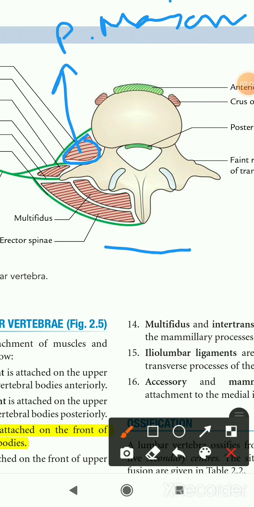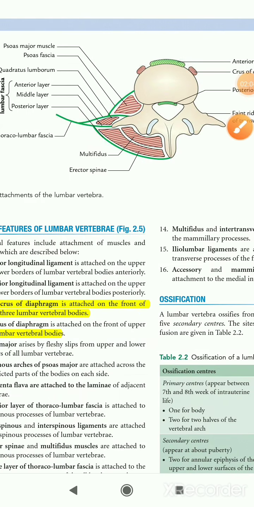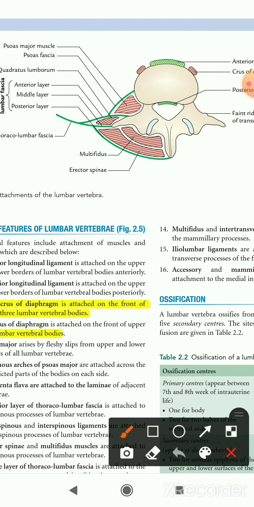Now let's see the thoracolumbar fascia, where it is attached. The thoracolumbar fascia has 3 layers: anterior layer, middle layer, and posterior layer. The anterior layer of the thoracolumbar fascia is attached on the faint ridge on the front of the transverse process. You can see it arises from a ridge on the front of the transverse process. Now I come to the middle layer. The middle layer is attached at the tip of the transverse process, and the posterior layer of the thoracolumbar fascia, which is marked by the green line, is attached at the tip of the spinous process.